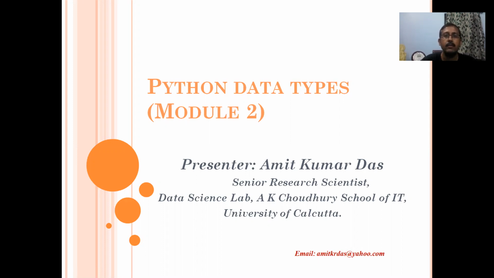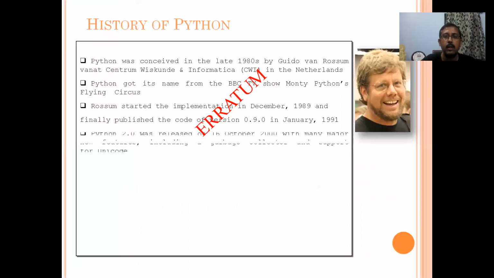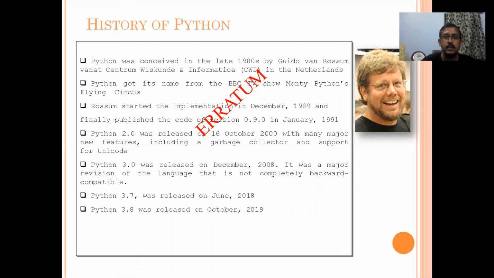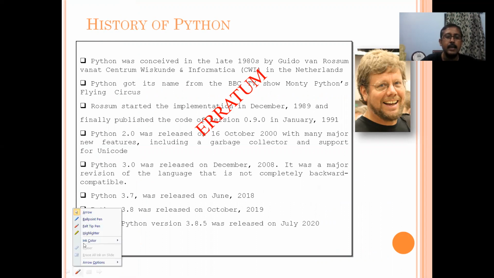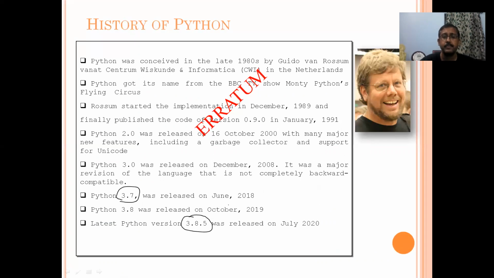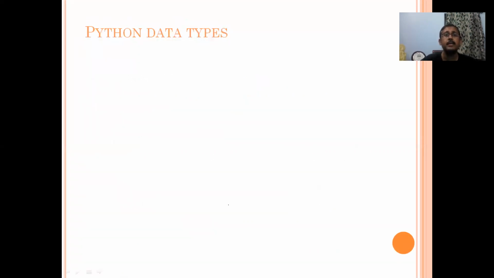So as I promised in the last lecture, I'm going to start now on a very important topic, the Python data types, right? But before I start with the topic, I just wanted to point out one small error which was committed in the last video lecture. In the last video lecture, I mentioned that the latest version of Python is 3.7. Actually, the latest version as it stands now is 3.8.5. So I just wanted to correct that mistake. So let's now move on with the Python data types.